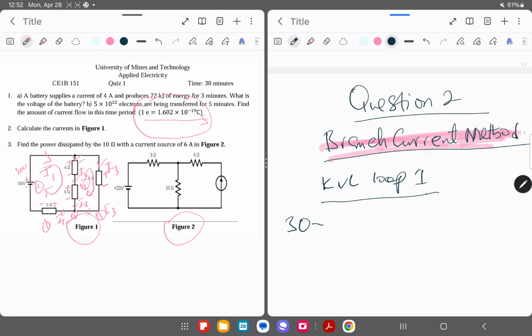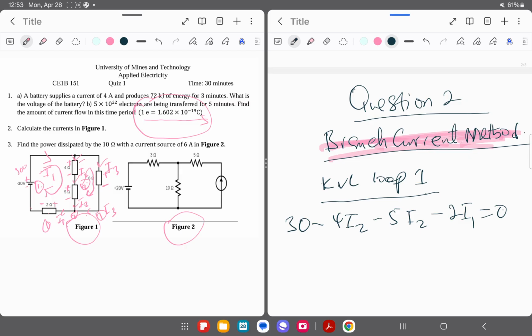When it comes to here, the voltage across the 4 ohm resistor is going to be a drop, because I have plus negative. So I have 4I2, the current is I2. Again, the 5 ohm resistor is also going to be a drop, so I get 5I2. Then I come here, which is the 2 ohm resistor, the voltage there will be a drop, so I have minus 2I1 equals 0.